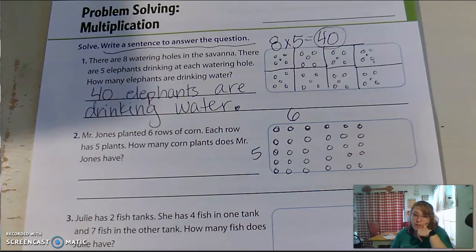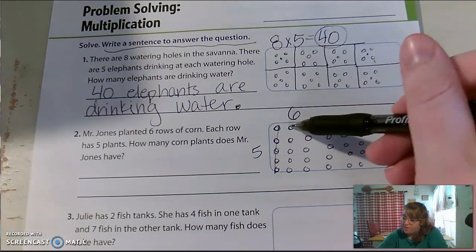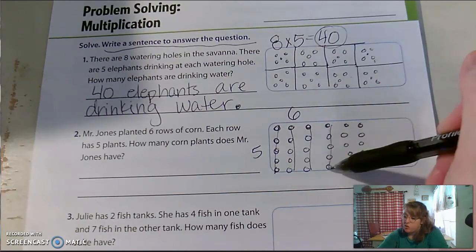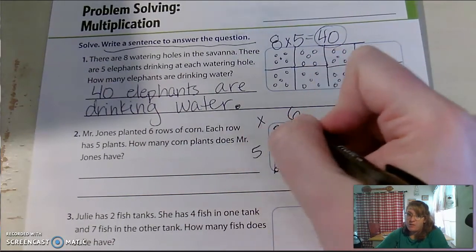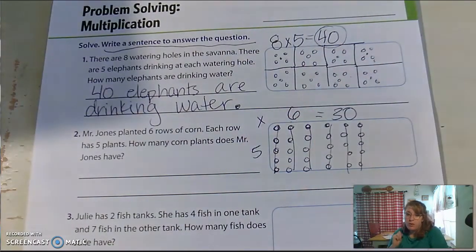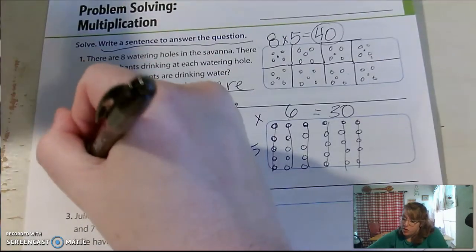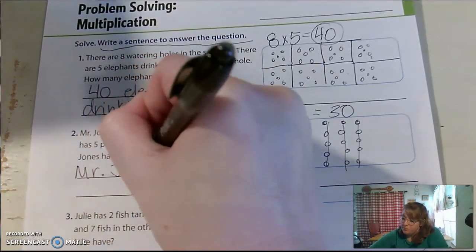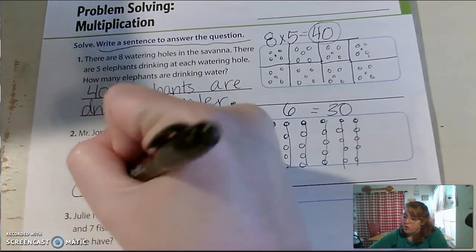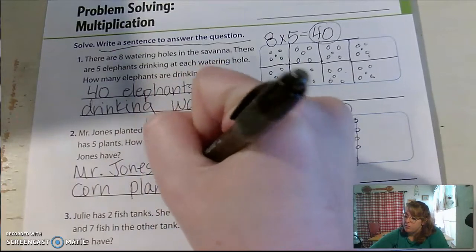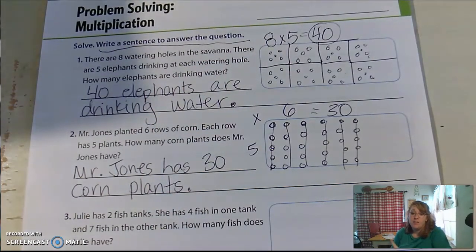How many corn plants does Mr. Jones have? Well, I have 5, 10, 15, 20, 25, 30. So 5 times 6 equals 30. Mr. Jones has 30 corn plants. Period. Again, if you need to pause this, go ahead and pause it now, or else I'm going to move on.